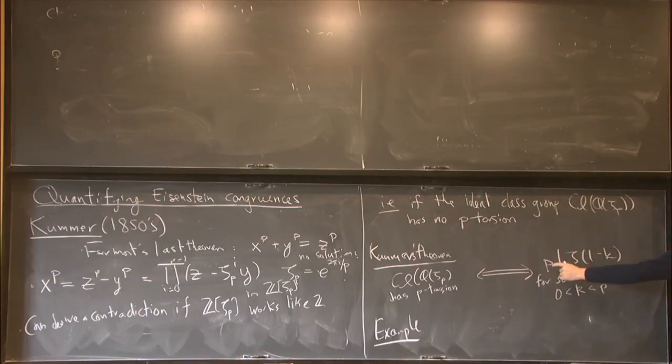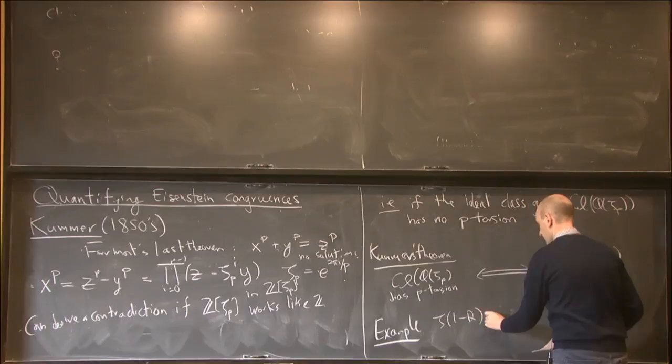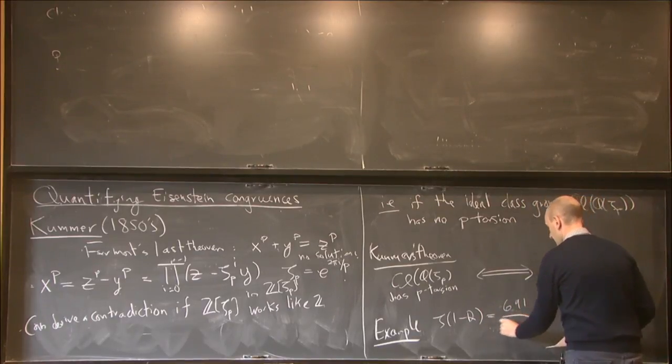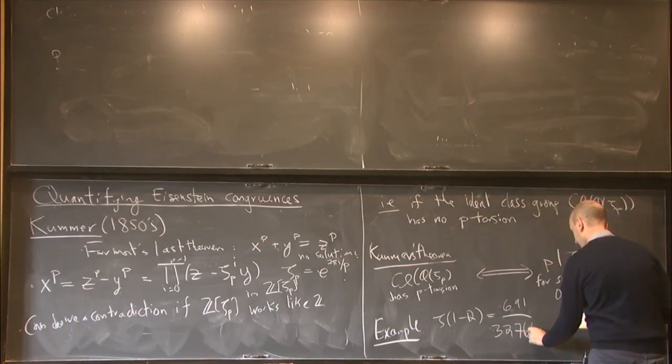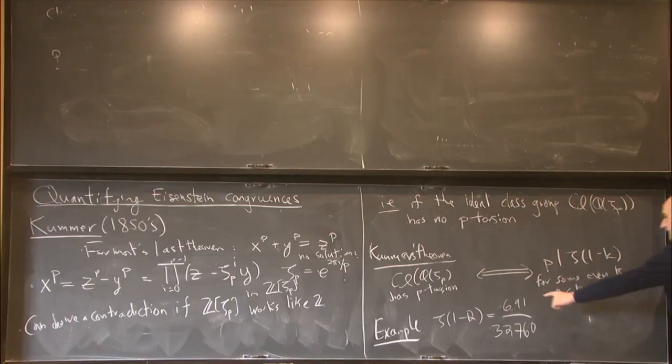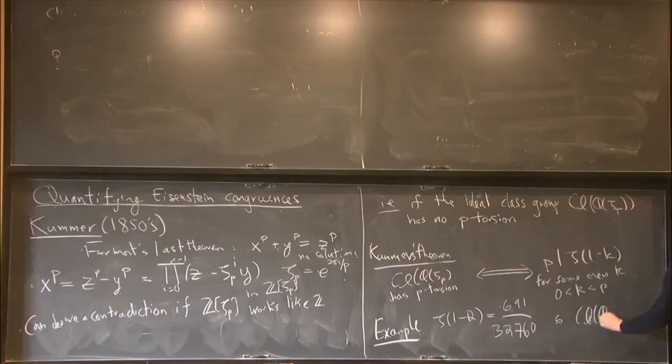So it's sort of strange to say, if you're not used to it, that a number divides the value of some analytic function. But these numbers are actually rational numbers. And here p divides means p divides the numerator of that rational number. So for example, zeta of 1 minus 12 is 691 divided by 32,760. And 691 is a prime number. It doesn't divide the bottom. So the class group of Q adjoin zeta_691 has 691 torsion.